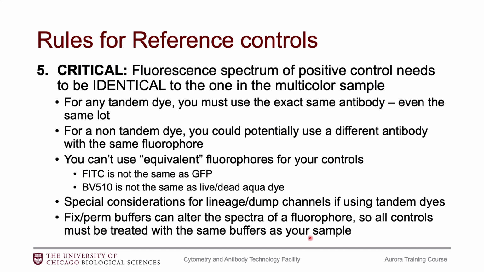Later on, we'll talk about some staining conditions. The only buffer that you don't need to keep the same between your reference controls and your sample is a polymer stain buffer. But all other buffers, every other treatment that you do to your sample needs to also be done to your controls. Even if it doesn't make sense, you probably do not need to permeabilize your compensation beads. However, we need to make sure that the antibodies that are bound to compensation beads are exposed to the fixed perm buffer in the same way that our samples are exposed to the fixed perm buffer.